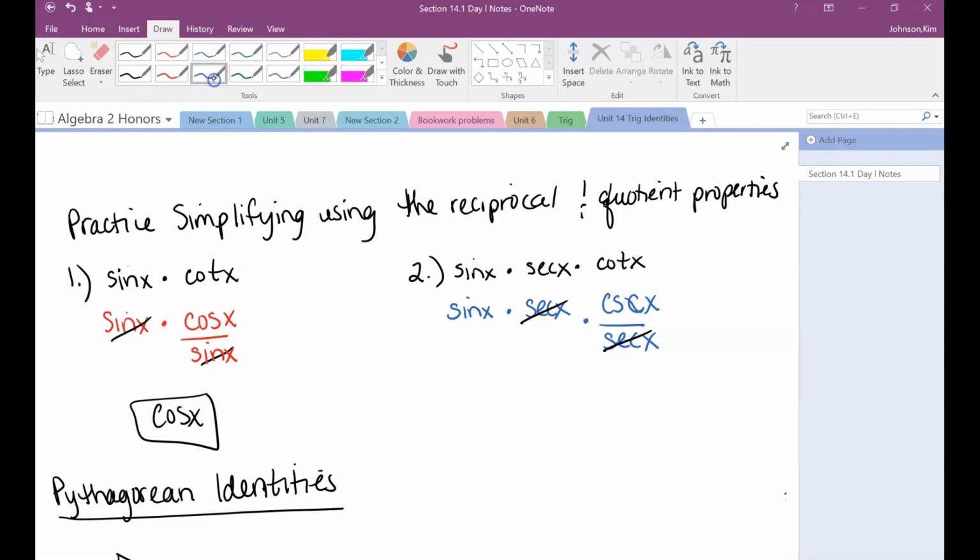And then I see sine of x times cosecant of x here. And cosecant of x, I know I can rewrite as 1 over sine of x. So this is times 1 over sine of x. And then that actually simplifies to 1. So your final answer for that one should be 1.